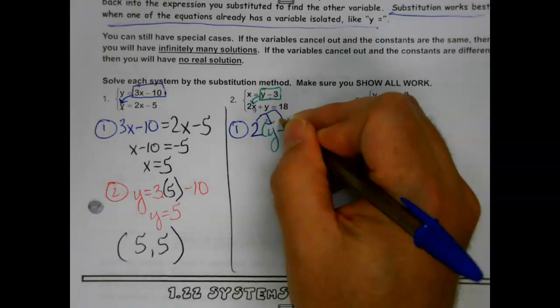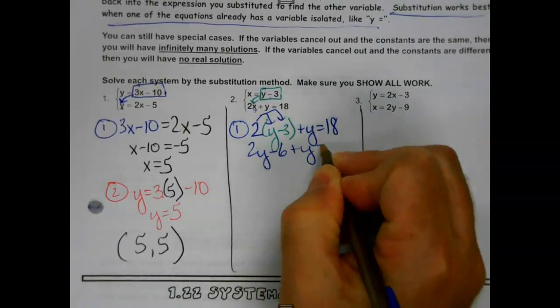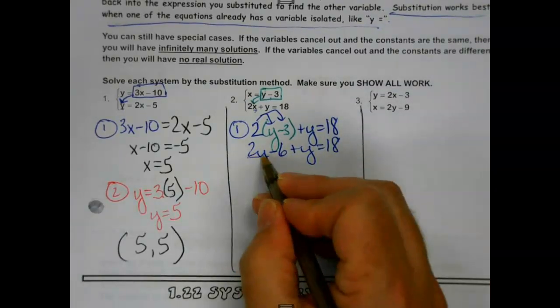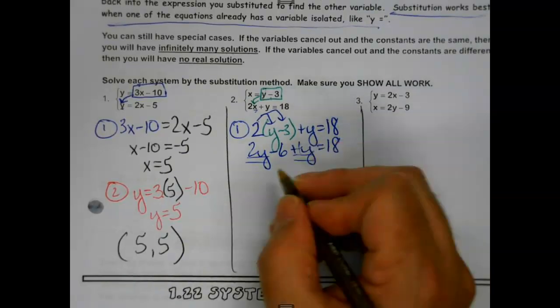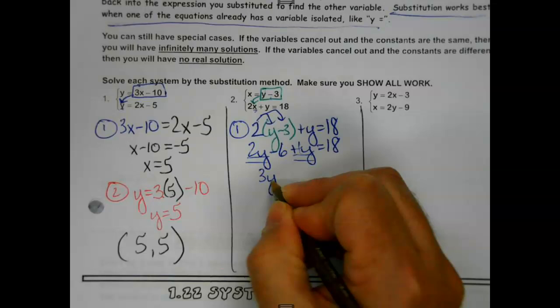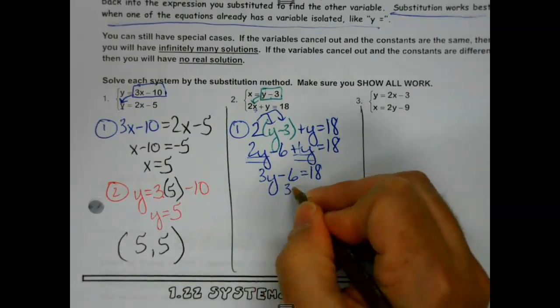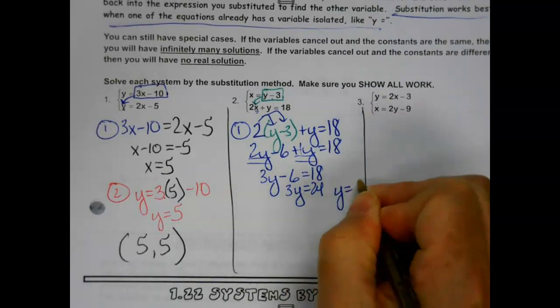Everything else is Algebra 1 stuff. And again, it's little stuff. Your y's are on the same side of the equation. Don't do opposites. Just put them together. Add my 6. Divide by 3.